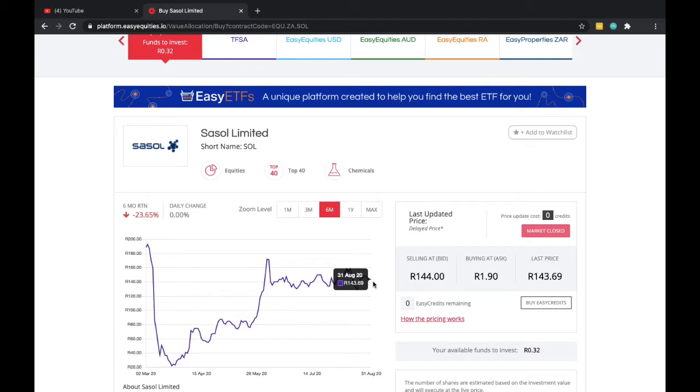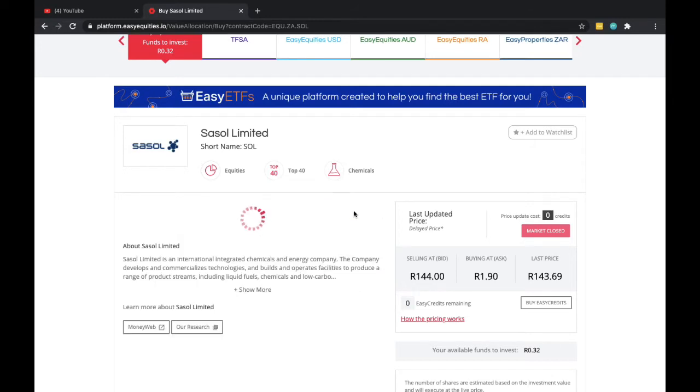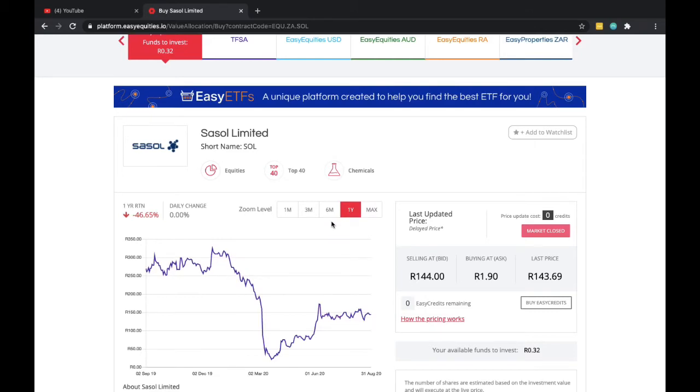That would give you roughly about a 500% return, which is ridiculous considering that Sasol before was priced at, if we go to the 1 year view, upwards of 200 Rand. To see the price now at 143, it still is a decent buy in my opinion.